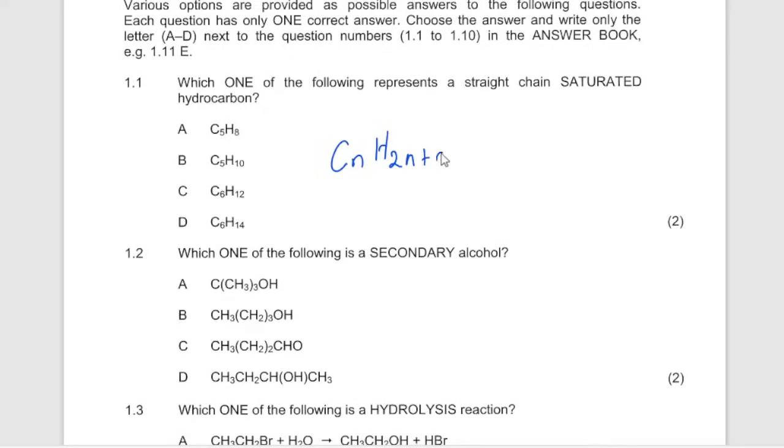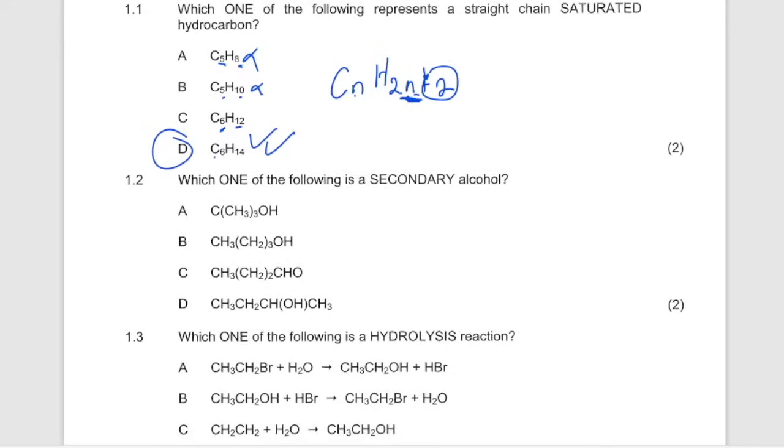So it means I use CnH2n+2. If you put this here, it can't give you that. If you use this, this is out. 5 to 10 is out. This is not covered. 6 to, this is not covered. Then 6, 12, yes, plus 2. So this becomes the most correct answer. 1.2.